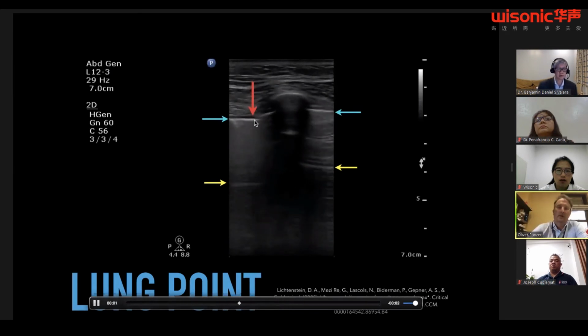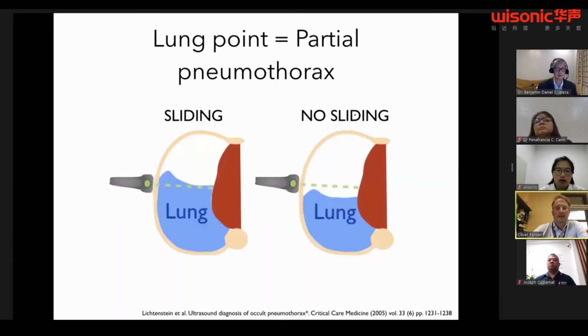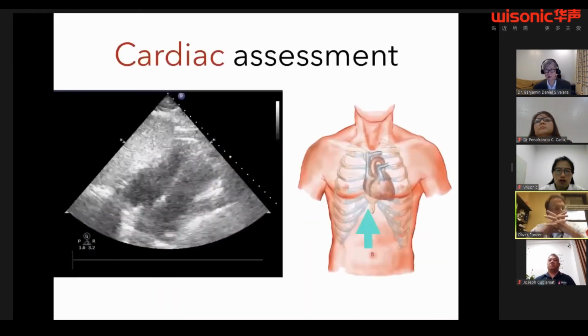You can see that the pleural line is also somewhat thicker and brighter where both the visceral and parietal sheaths are rubbing against each other. Where you only have the parietal sheath, it's thinner and less bright. And this is how to imagine the lung point appearing.